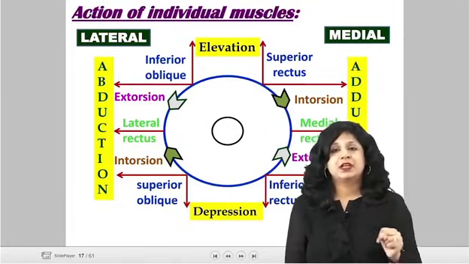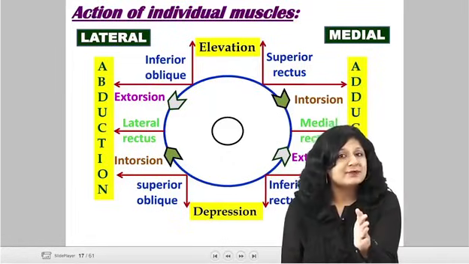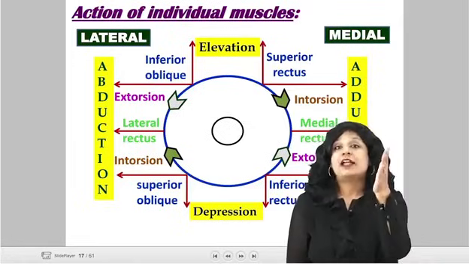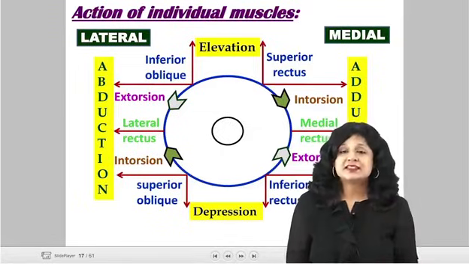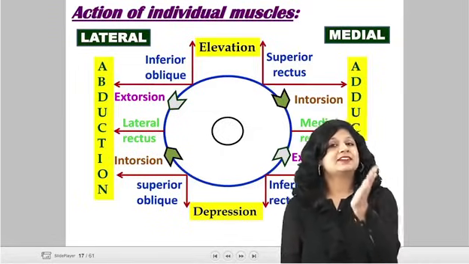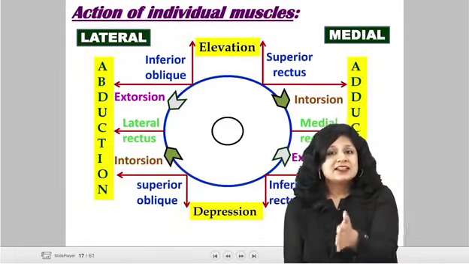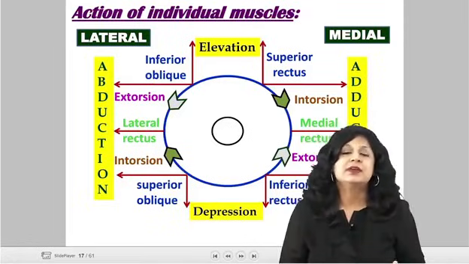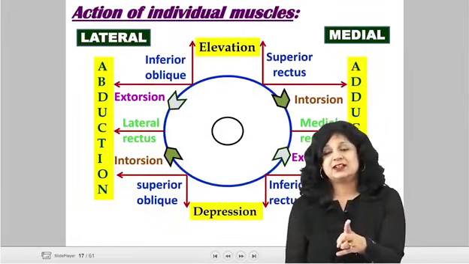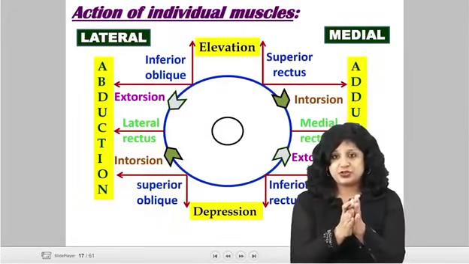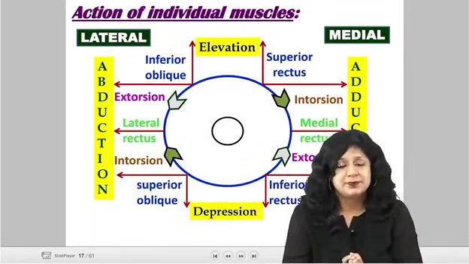Second important thing, the main action or the primary action of the rectus muscle is elevation and depression, while the main action of the oblique muscle is the rotatory action. The reason being that they are inserted at such a high angle, that is 51 degrees, while the rectus muscles are inserted at a small angle, 23 degrees. So that means the main action of the oblique muscle is intorsion and extorsion, and the main action of the rectus muscle is elevation and depression.